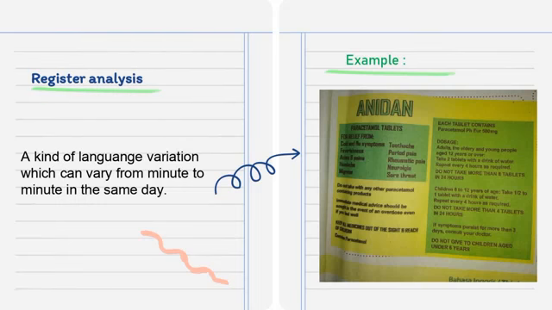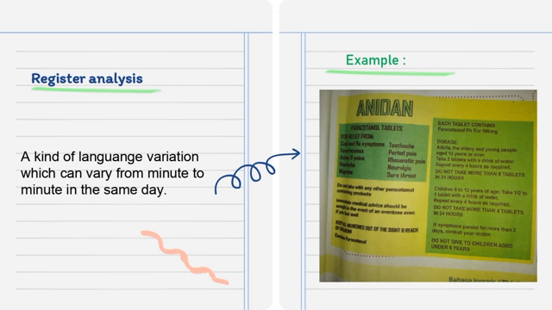Alright, next we have register analysis. Register analysis is a kind of language variation which can vary from minute to minute in the same day. From other descriptions, register analysis, for example, from the concept of ESP, the main purpose is for science. So here we have an example of register analysis for science. You guys can take a look at this.